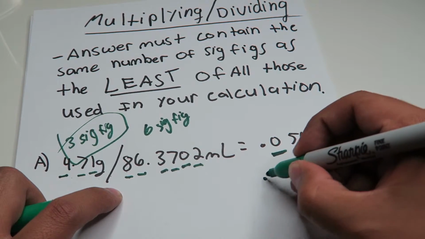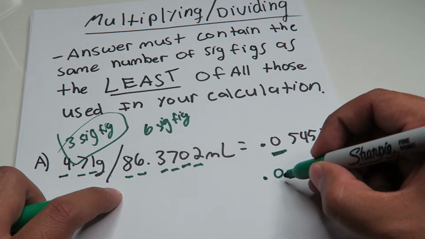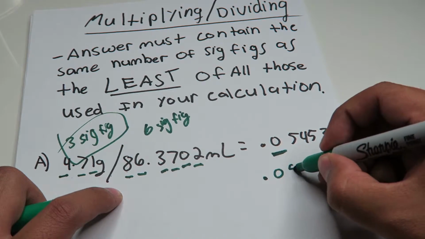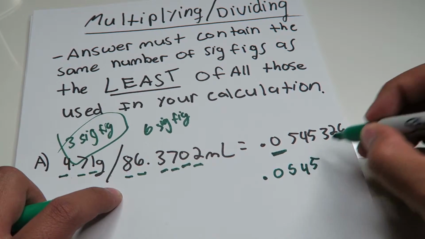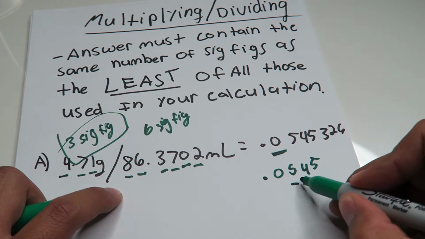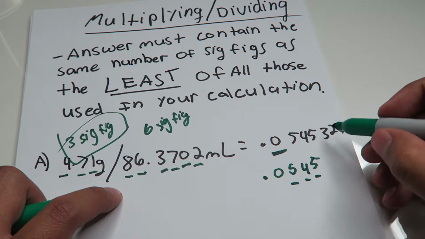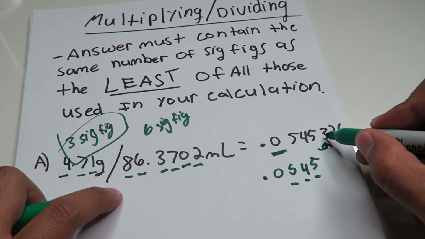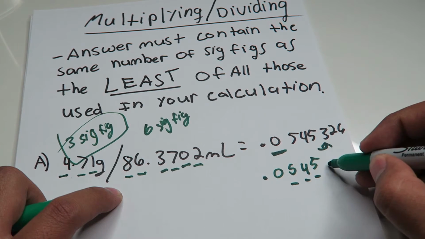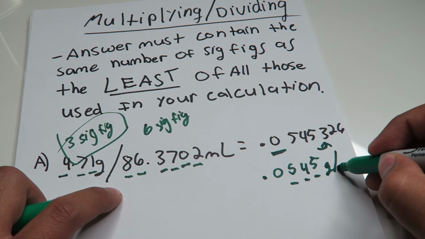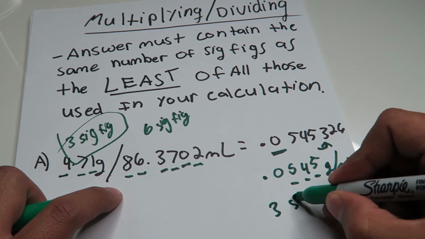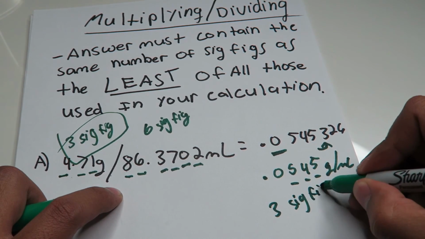It'll be 0.0, which is not significant, so we move on to 5, 4, 5. So there is our significant figures, and we just want to look to the right of the last digit and see whether we round up or down. This would be grams per milliliter.